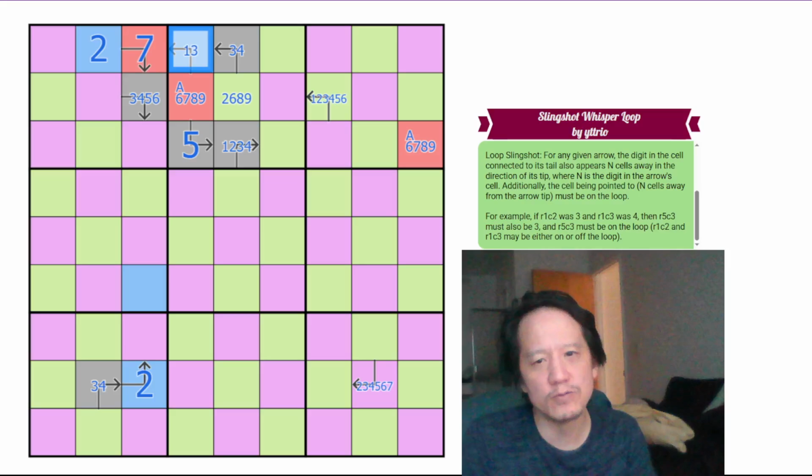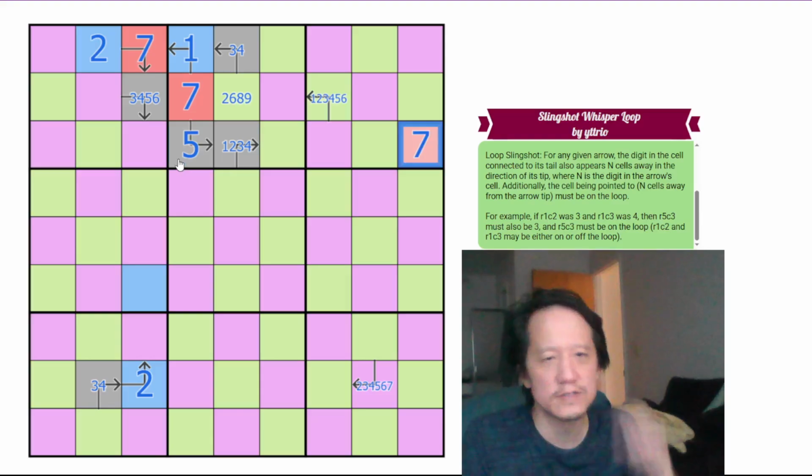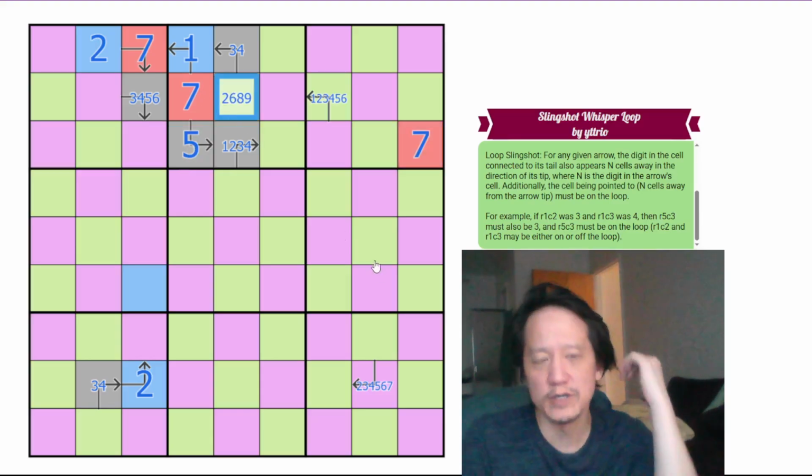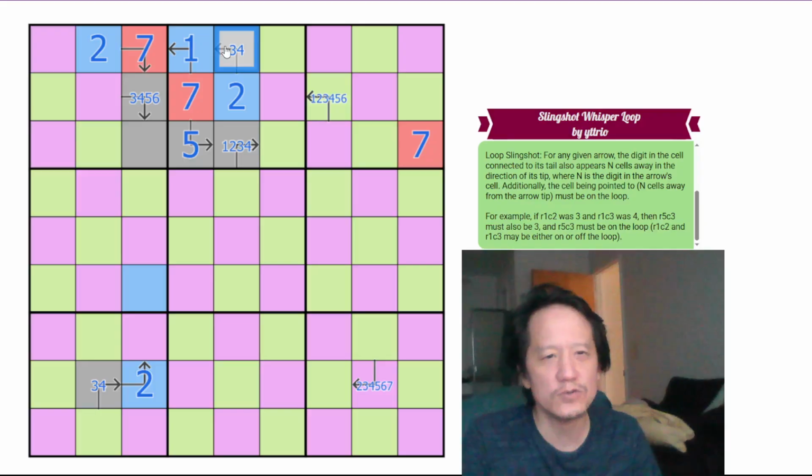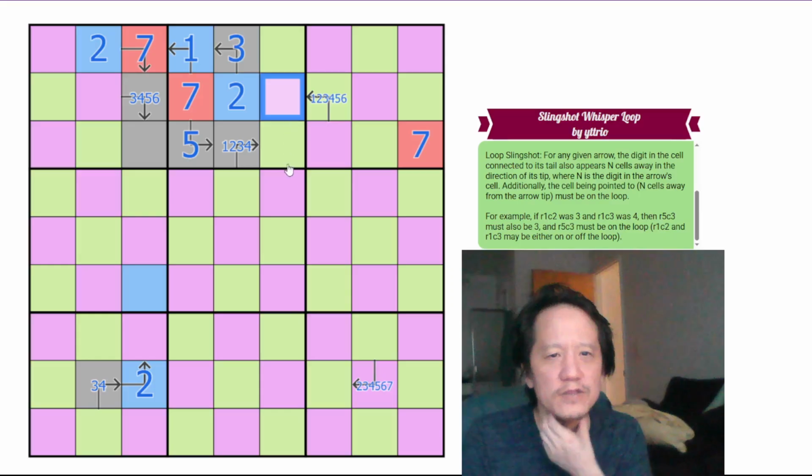And this has to be a 1. So that's 1, therefore this is 7. Therefore this is 7. So this must be on the loop, because neither of these can be on the loop. This can't be on the loop anymore either. So this is on the loop, and it must be a 2. So this is a 2, which means this points to that one. So this is 3. This must be on the loop.